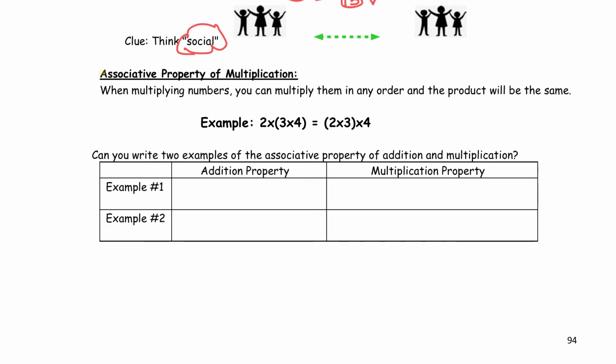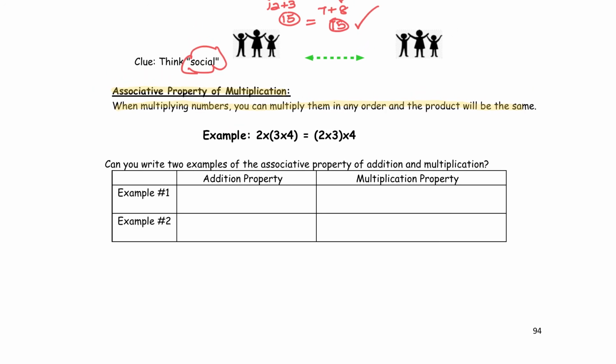Now let's take a look at the associative property of multiplication. When multiplying numbers, you can multiply them in any grouping, and the product will still be the same. For example, take a look here. We have (2 × 3) × 4 is equal to 2 × (3 × 4). And the 2 and the 3 are in parentheses this time. Well, let's just break it down and take a quick look here.